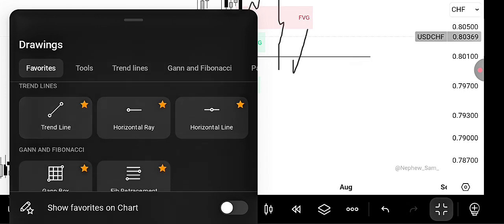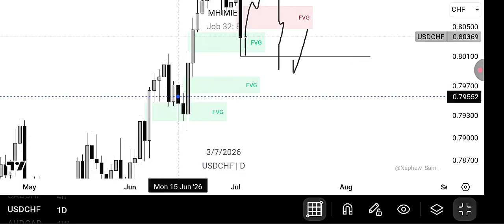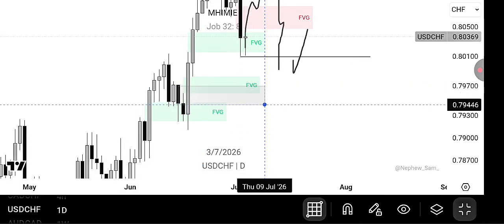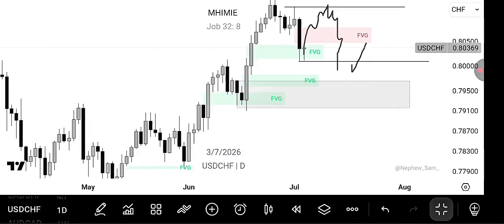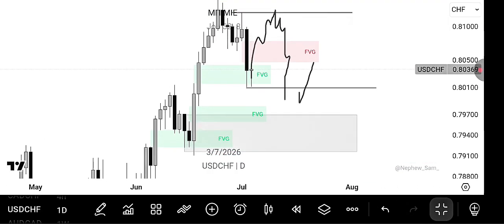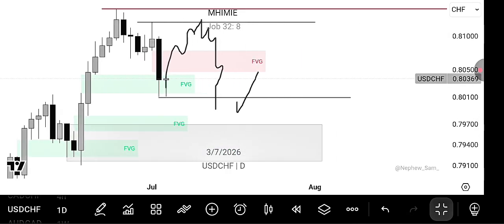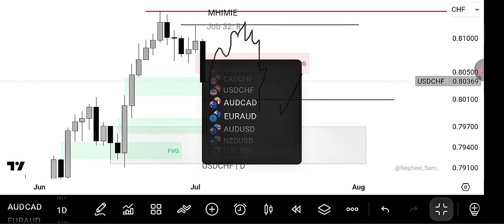We have roadblocks right here. This is a roadblock that we should not ignore. Eventually, before we come there, this is just how it's going to look for next week. This is what I'm anticipating. So yeah, that's it for that.